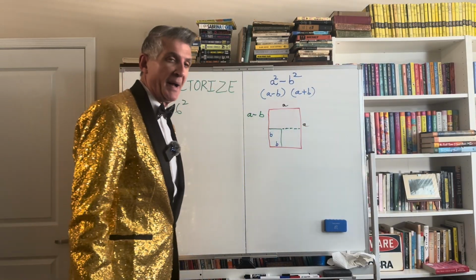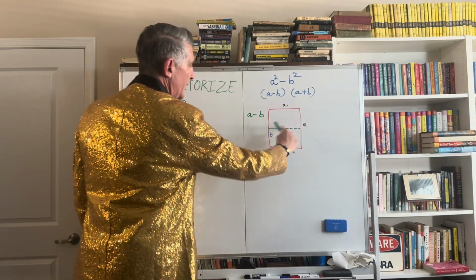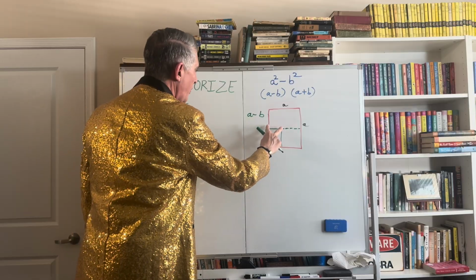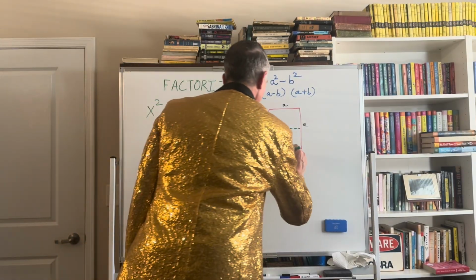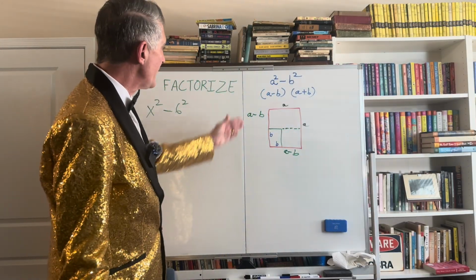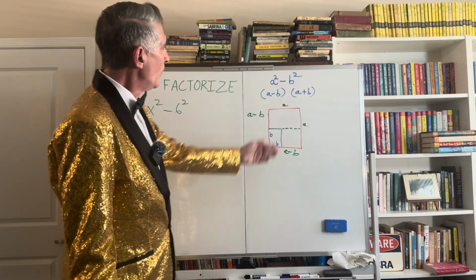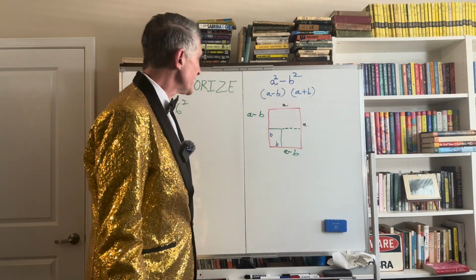Well, where else does a minus b happen? Well, it happens here, doesn't it? Because, again, we've got this full length of a, but we've got this part of b. So that, again, gives us the a minus b. All right, moving right along, right? Well, what's left now? I've got my a minus b taken care of, don't I? Well, it looks like I've got to add b now, don't I? Dealing with the a plus b.